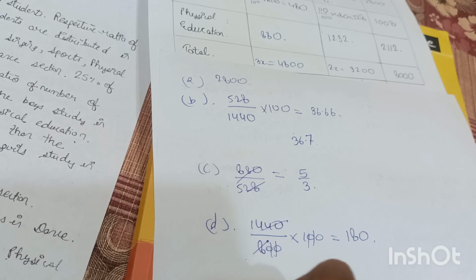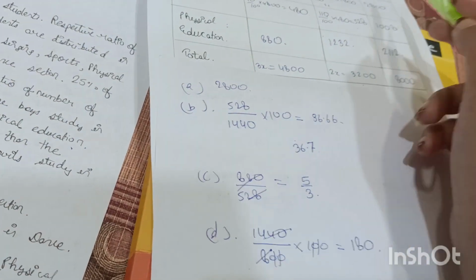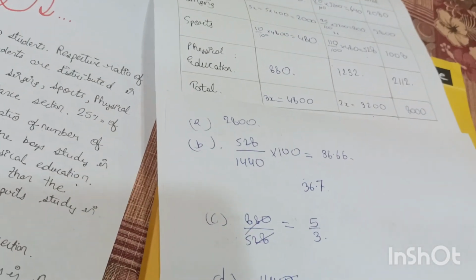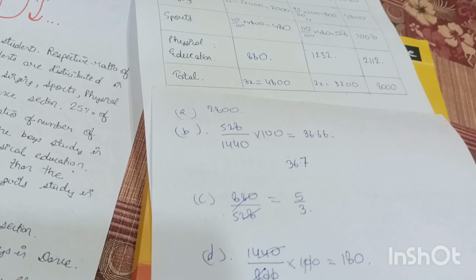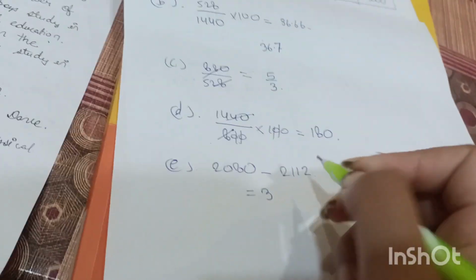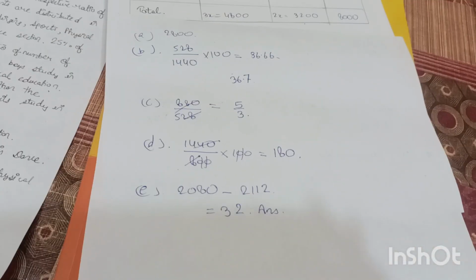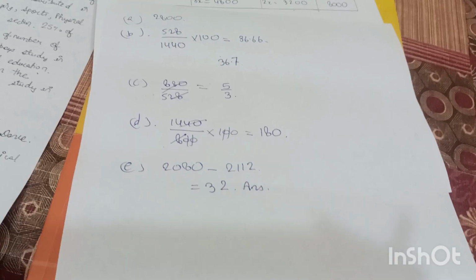Then for E, the difference between the total number of students in dance and physical education. So dance is this minus physical education is 2112, and you'll get the value as 32. Hope your answer was correct.